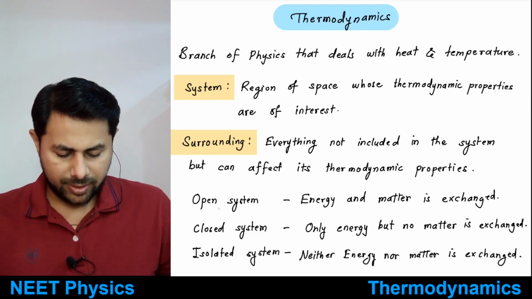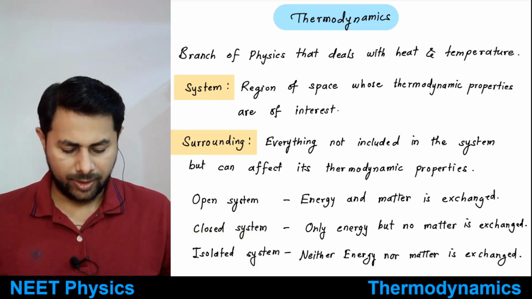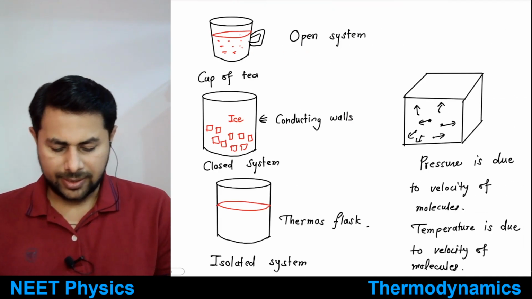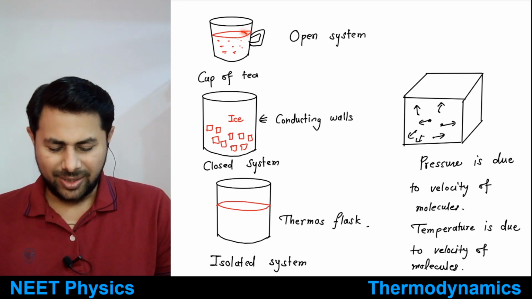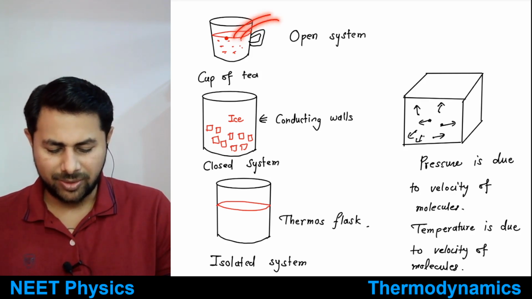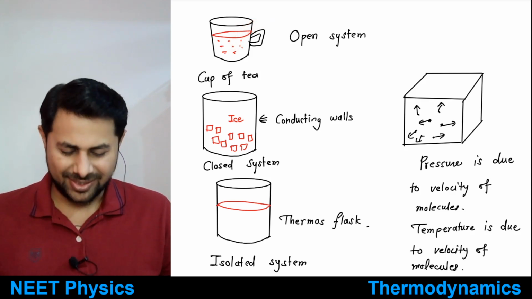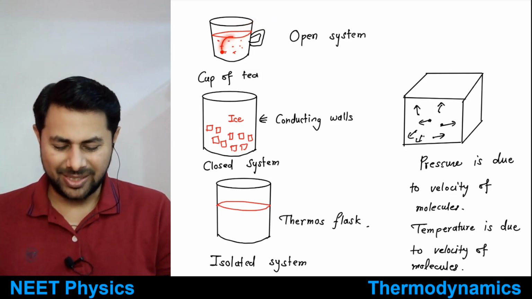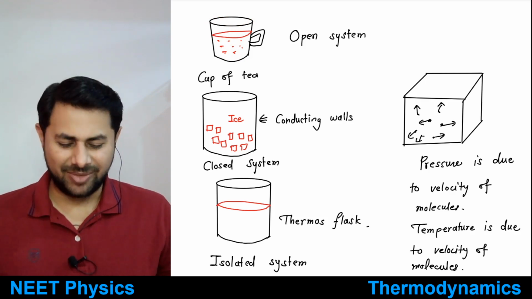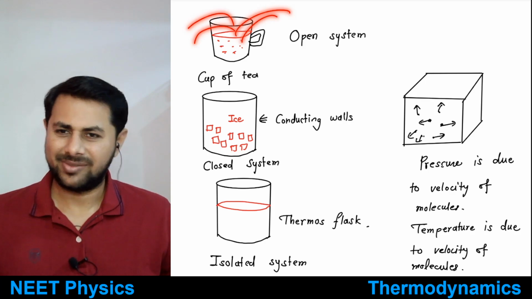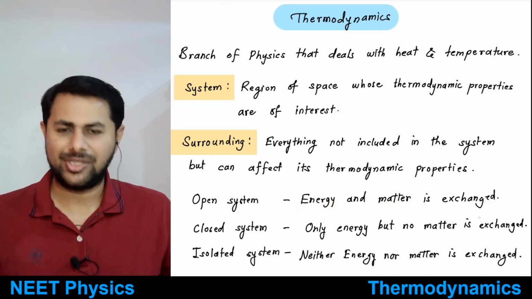Then there are three kinds of system: the open system, the closed system, and the isolated system. So what is an open system? Take the example of a cup of tea. Energy as well as matter can go out of this system. You can sip the tea, so matter can go out, and the heat can flow out. If it is at higher temperature, heat will flow from the system to the surrounding. If it is iced tea, heat will flow from the surrounding to the system. So a cup of tea is an open system. What is an open system? Energy as well as matter can be exchanged with the surrounding.